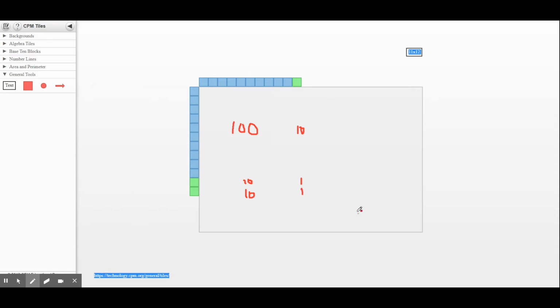And what was our last step? Well, to add it all up. So 100, 110, 120, 130, 131, 132. So my answer to 11 multiplied by 12 is 132.